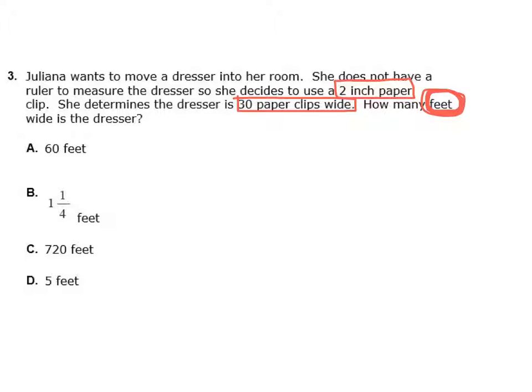Before I could do that, I want to go ahead and see how many total inches was the dresser. So what I need to do, because the paper clip was 2 inches and it was 30 times, that means we're going to go ahead and multiply that. So that's 60 inches.